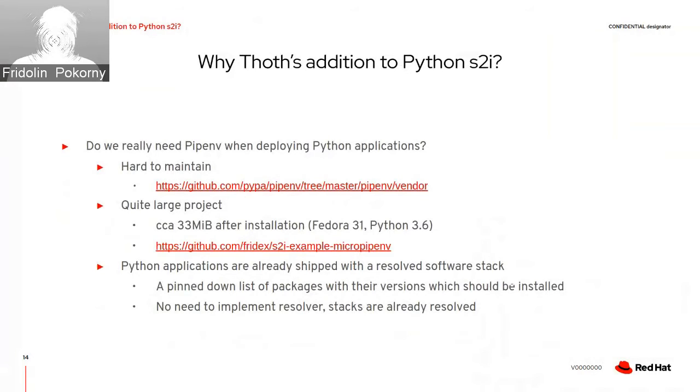It has a lot of vendor dependencies, and if you install it, it eats up to 33 megabytes of disk space. This was tested on Fedora 31 using Python 3.6. So it's quite a large project, and it's not bad because it serves its purpose. But on the other hand, for containerized deployments, it does matter, because 33 megabytes in the base container image, which is used as a builder image, matters.